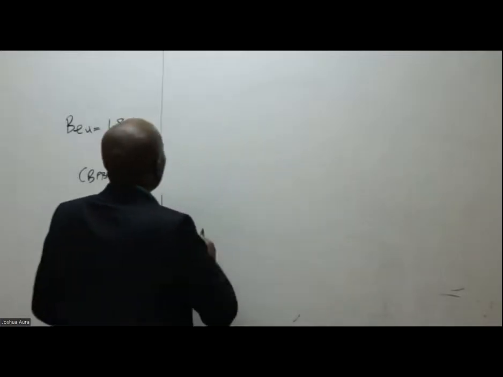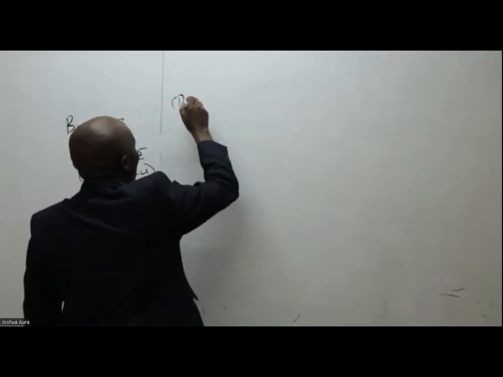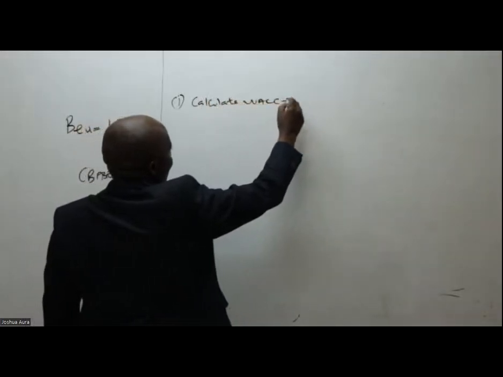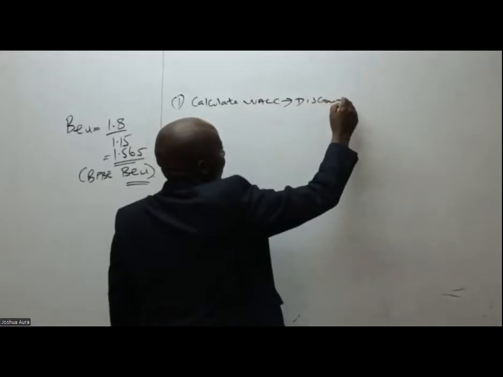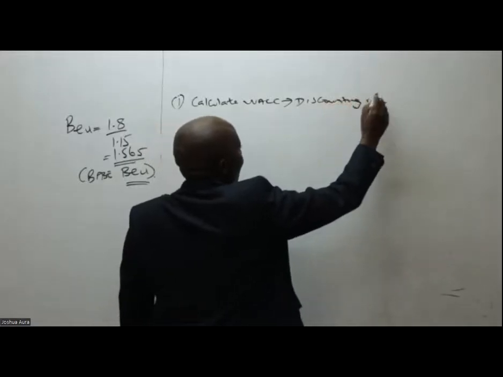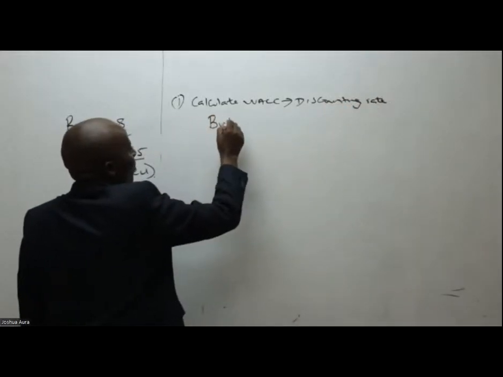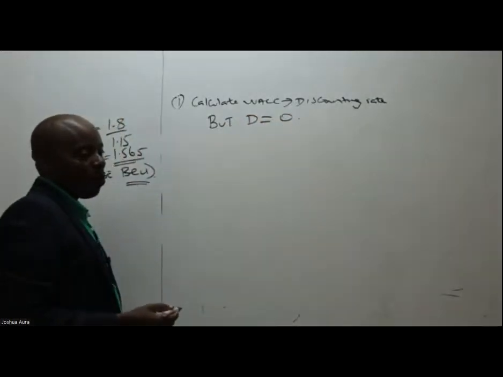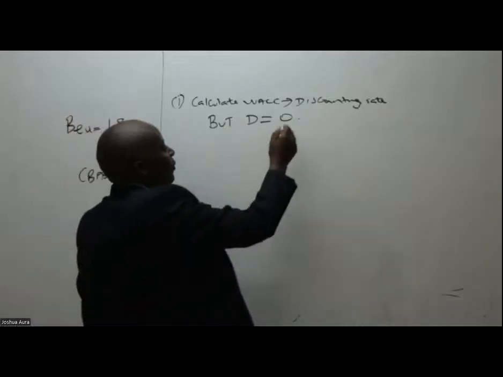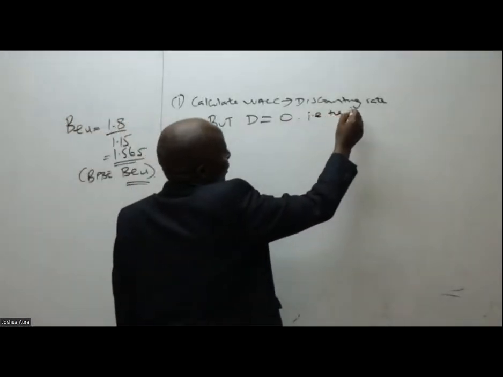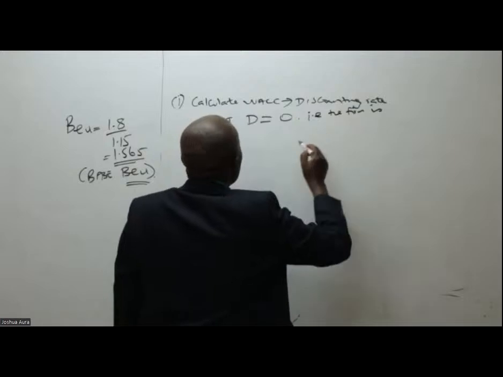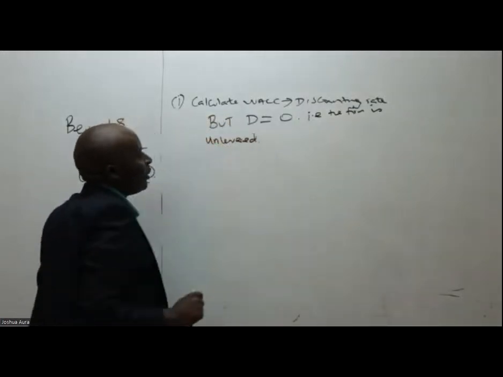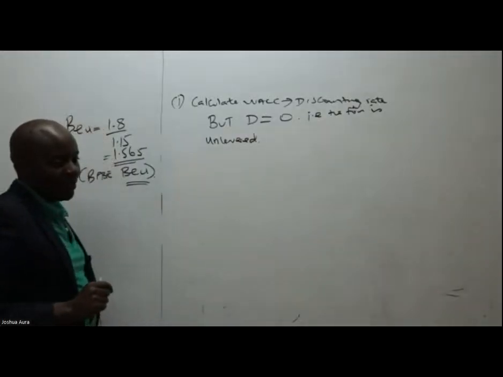So in this case here, go ahead and calculate WACC. So this is our discounting rate. But remember your debt equals what? 0. I.e. the firm is unlevered. The firm is unlevered. Right?